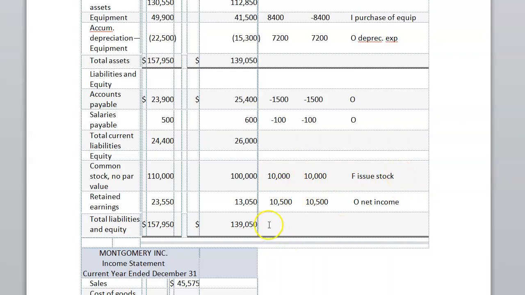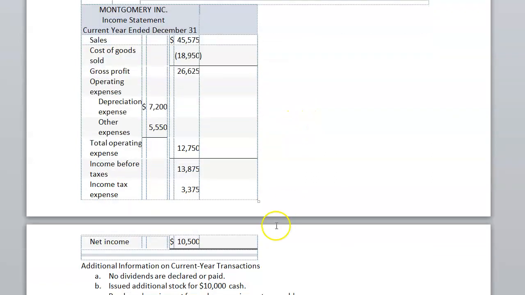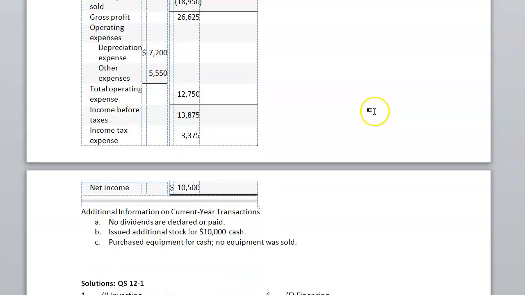The change in retained earnings is $10,500. It's an increase and that is equal to the net income that we're going to have in the operating section. Then we have our income statement. So we know that we're going to be using the net income, and then any adjustments, which is going to be the depreciation expense. Here's the additional information that was given to us. No dividends are declared or paid. So we know that there's no effect on retained earnings. We issued the stock for cash, and we purchased the equipment for cash, and we did not sell any equipment.